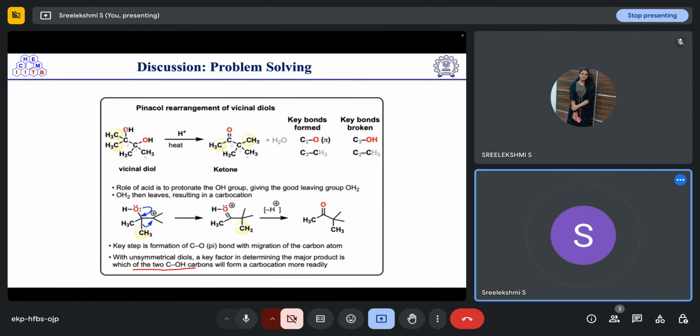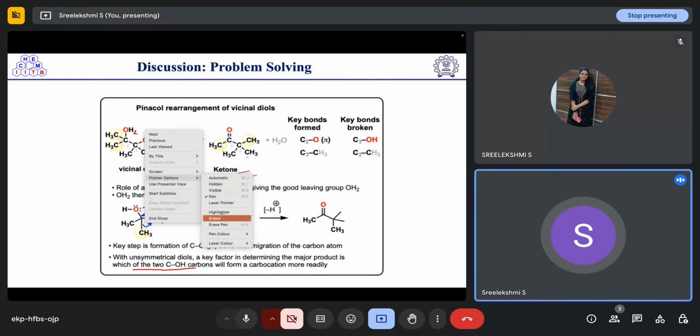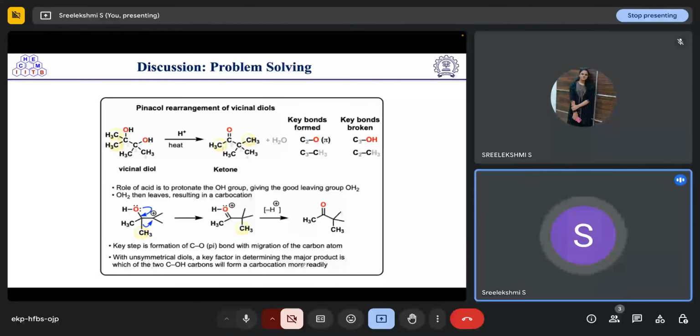But here, if it is protonating here or here, in both cases it will be the same. So in this case we will get a single product only. But in the case of an unsymmetrical diol, there is a possibility of different hydroxyl groups getting protonated and different carbocations resulting. That will give different products as well, and the major product is determined by which of the two carbon-OH carbons will form a carbocation more readily. So that is the pinacol rearrangement, where a vicinal diol is converted into a ketone.